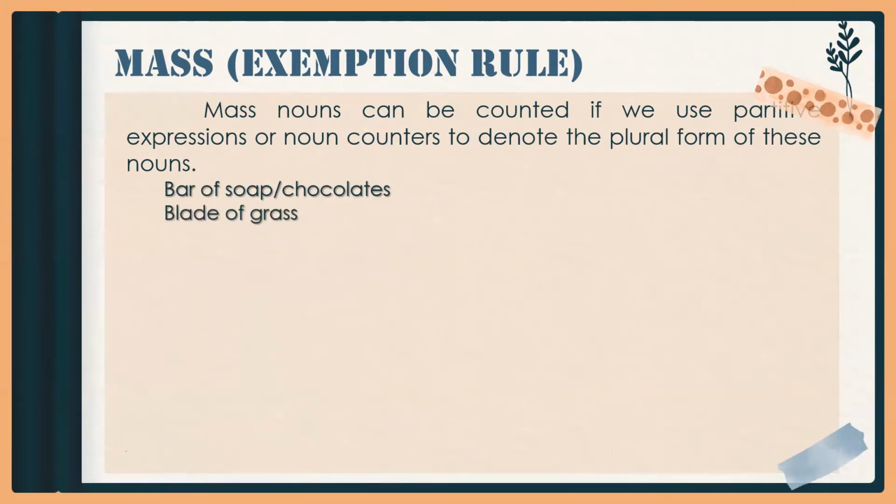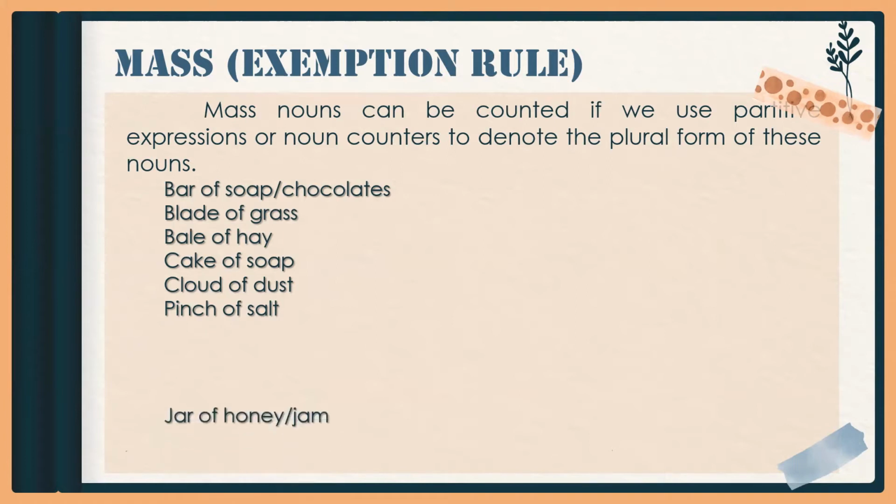Let's follow through. We have blade of grass, bale of hay, cake of soap, cloud of dust, pinch of salt. So if your mom is cooking, she can say, please put 3 pinches of salt. That would mean it is already more than one. Next, jar of honey or jam. So you can say, I have 2 jars of honey in our home.